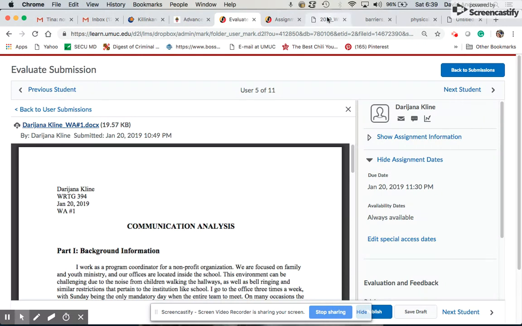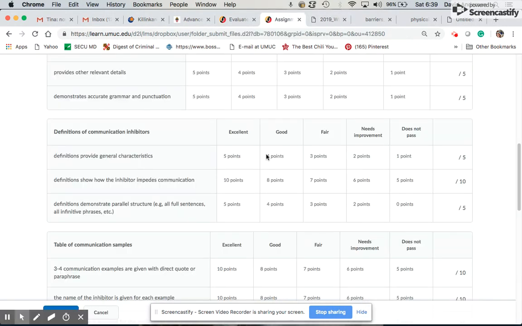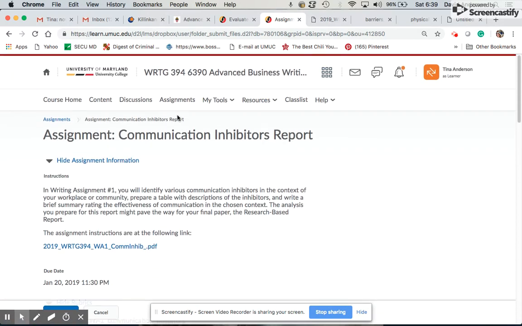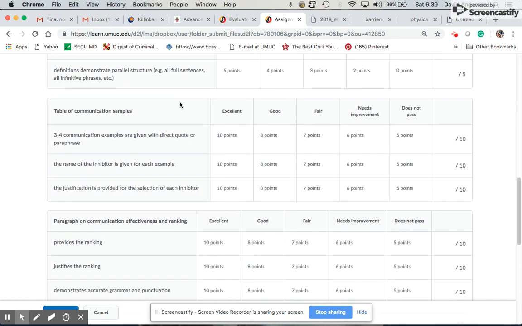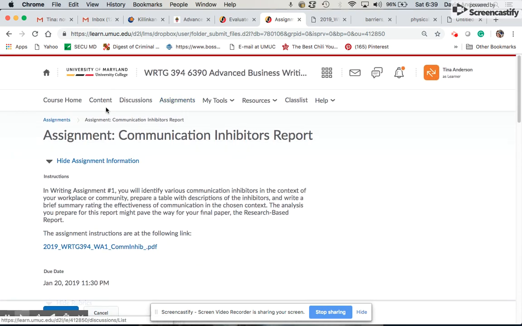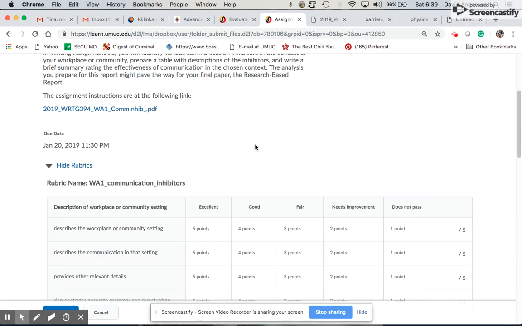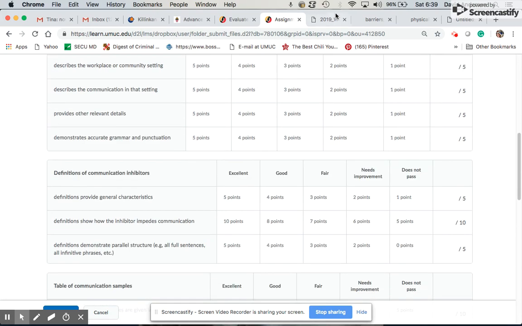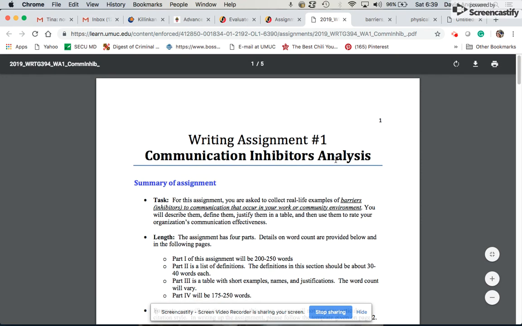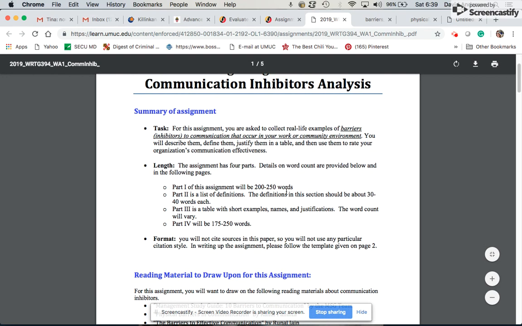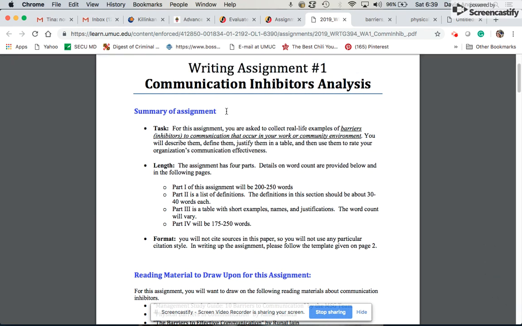I want to share with you that I'm using the assignment rubric. If you go into your assignment file, you'll see at the bottom the rubric underneath each of the writing assignments, but specifically for writing assignment number 1, communication inhibitors. The rubric is located right here. And this is the PDF. This is the assignment paper itself that gives all the specifics of the writing assignment.